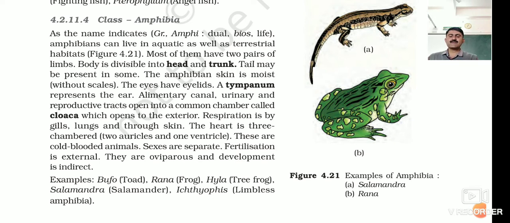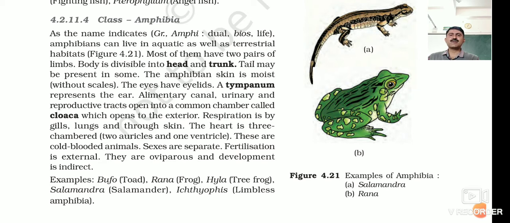Two pairs of limbs: if you observe the diagram, you will find four limbs. Front limbs are smaller and underdeveloped than hind limbs. Hind limbs have webbed feet, meaning there is skin in between the digits. When skin is present between the digits, we use the word webbed feet, and these help them to swim in the water.